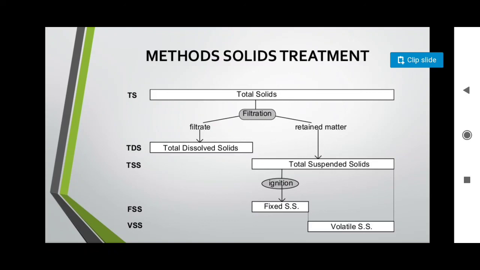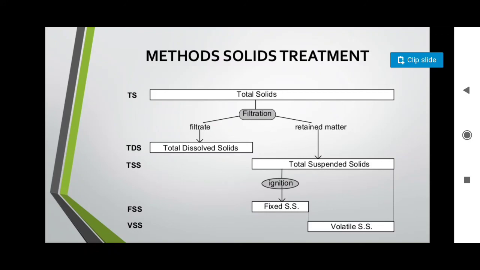So the solids which are present in a sample are called total solids, right? That is, any type of solid that is mixed with a water sample, which may be either in suspended form or in dissolved form or anything, all these solids combine to form total solids, right? So the first and foremost step of understanding the solids is understanding the total solids.